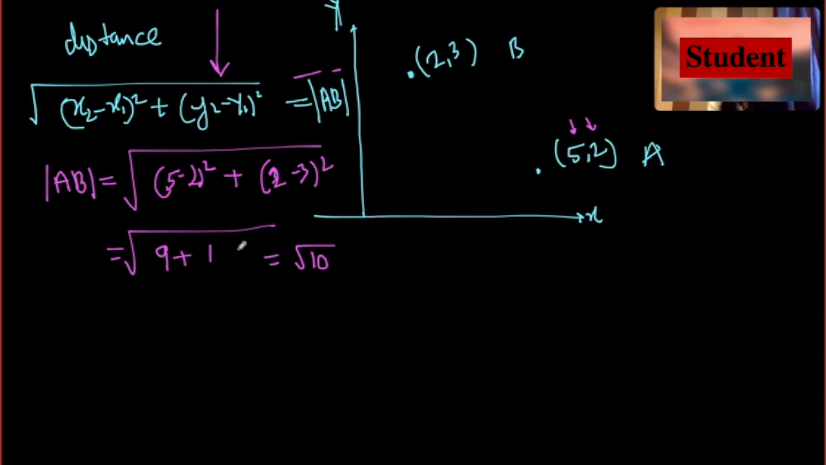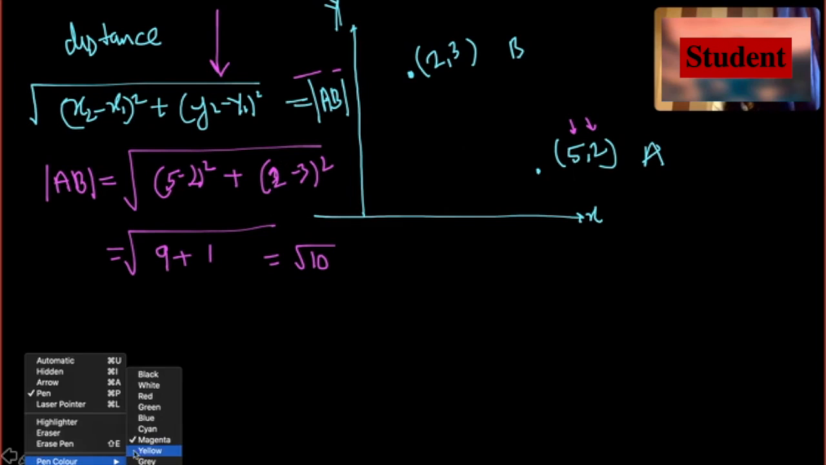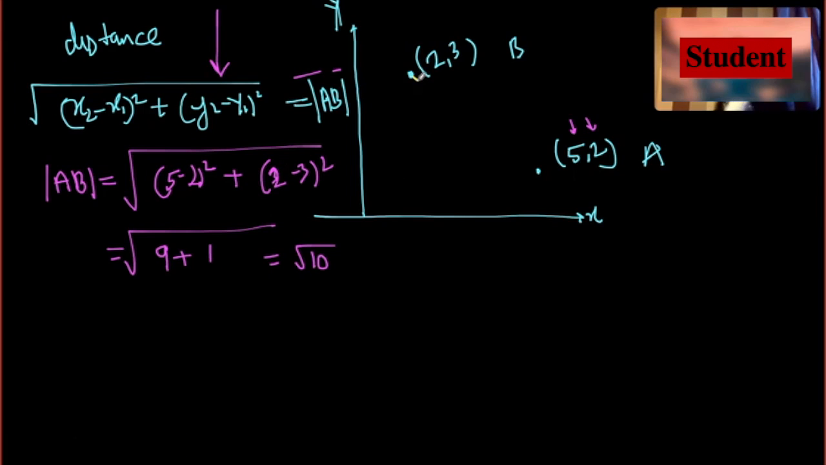Okay, now the second thing is, if I ask you, let's connect them. Is that okay? Now if I ask you what is the middle point of this, can you find the coordinate of the middle point? Do you know? That is called the midpoint formula, and the midpoint formula is (x1 plus x2).